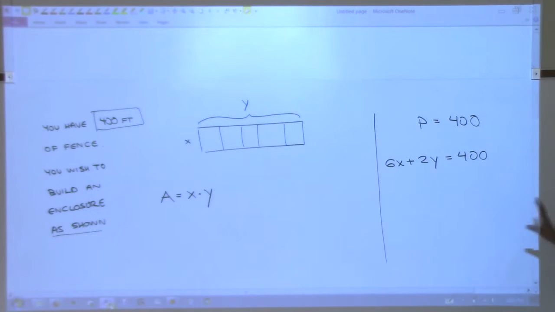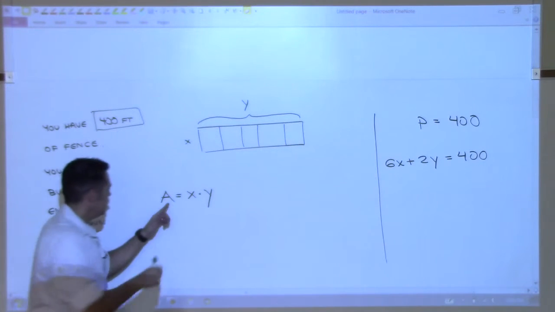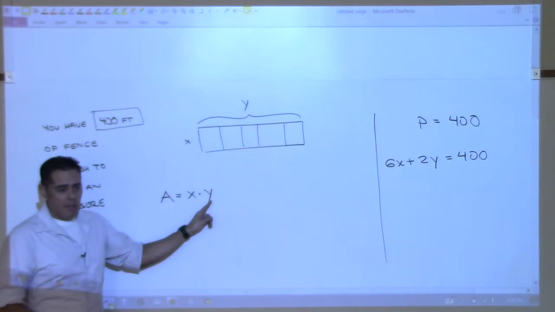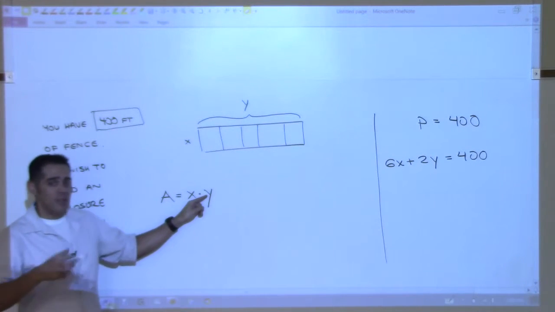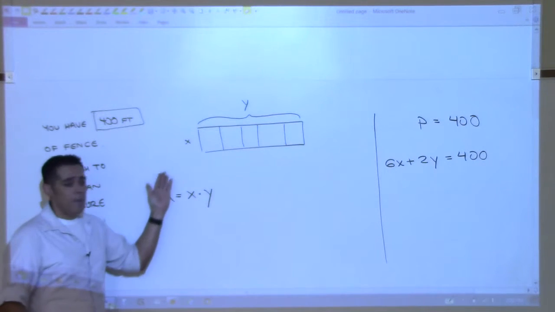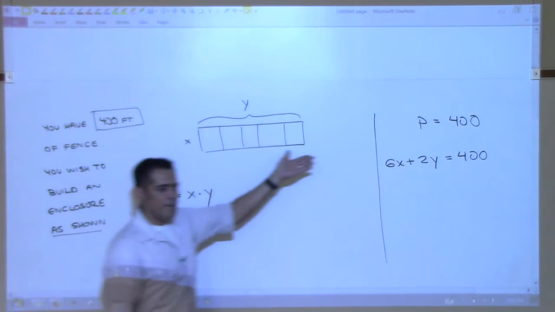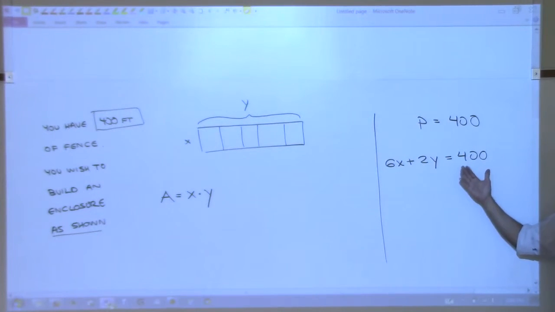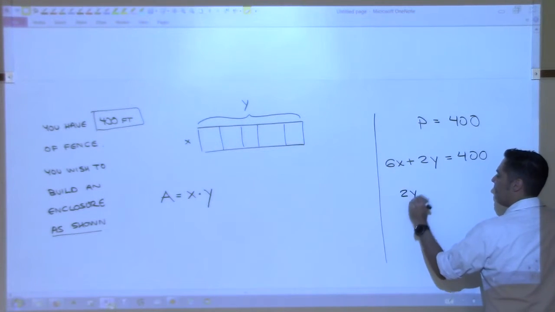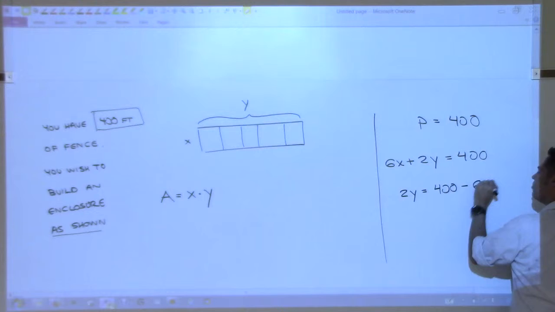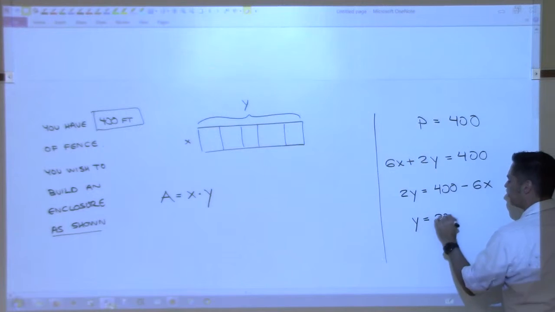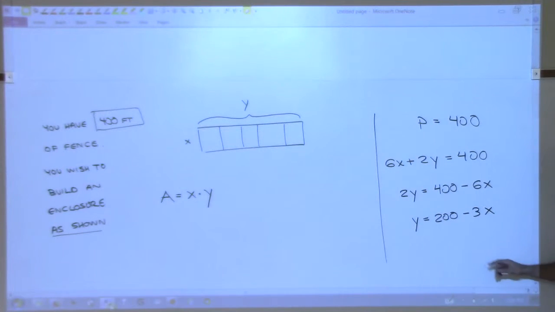Now, check this out. The area over here is not a function of x right now because it has a y in it, right? If I could somehow rewrite that y in terms of x, then area would depend only on x. But over here I have this condition. And since it has y in it, can't I solve this for y? Let's solve it for y. So I move this 6x over. I divide everything by 2. And that means y must be 200 minus 3x.